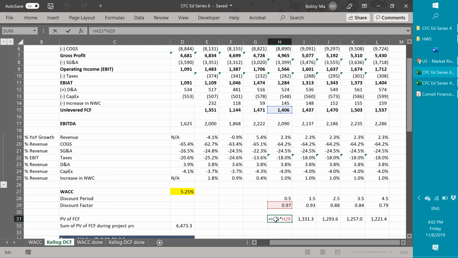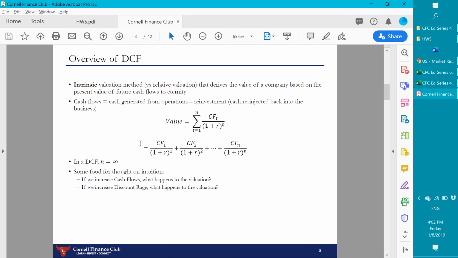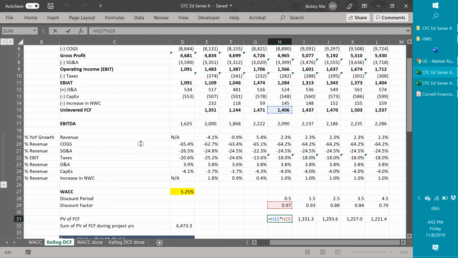So this is your free cash flow times your discount factor. So 1406 times 0.97. Let's say we're doing cash flow divided by discount rate. That's just equal to cash flow times 1 over 1 plus r to the power of whatever, which is why we multiply them together. Because 1406 is our cash flow, and 0.97 is our 1 over 1 plus 5.25% to the power of 0.5. Then when you multiply them together, you get cash flow divided by 1.0525 to the power of 0.5. That makes sense to people?